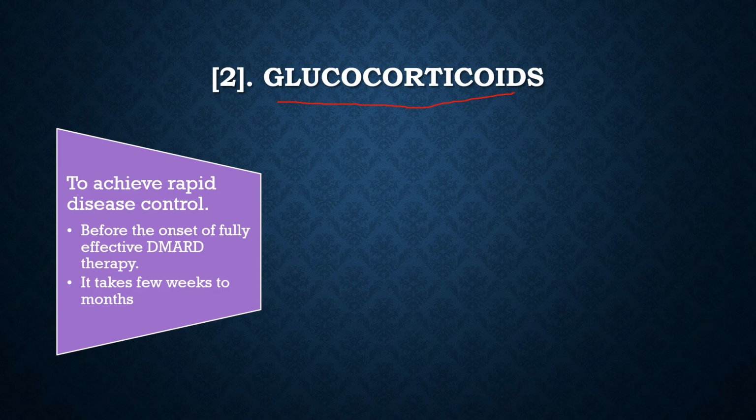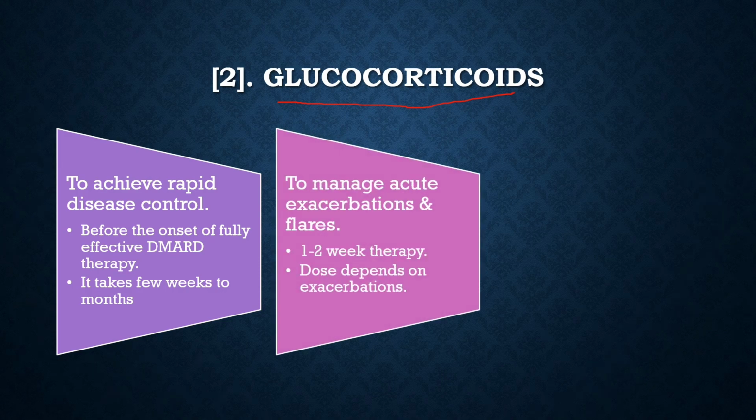This is the first use. The second use of glucocorticoids is to manage an acute exacerbation or flares. Sometimes what happens is a known case of rheumatoid arthritis patient presents with severe joint pain. This is known as exacerbation or flare. In this case, we can also use the glucocorticosteroid.